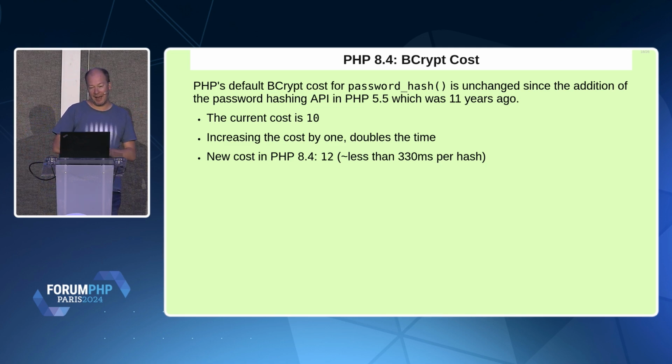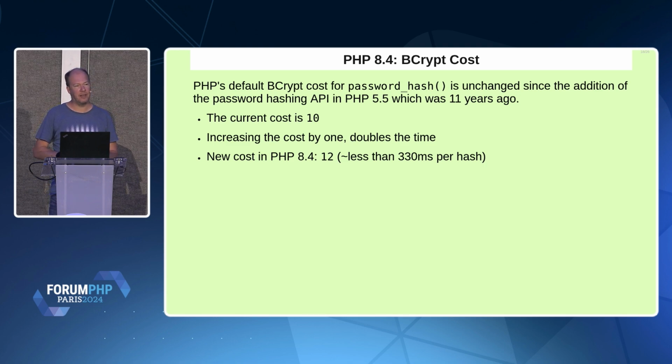Now, password hash was added in PHP 5.5 11 years ago when our CPUs weren't that fast. So the cost for that was picked at 10. Why 10? I can't tell you, but that's what it was. But we are now 11 years further, and password hashing is now a lot faster because we have faster computers. And it meant that 10 was now going to be too easy to brute force. So we decided, well, we need to increase this, to make sure that for modern CPUs, this is also still good enough.